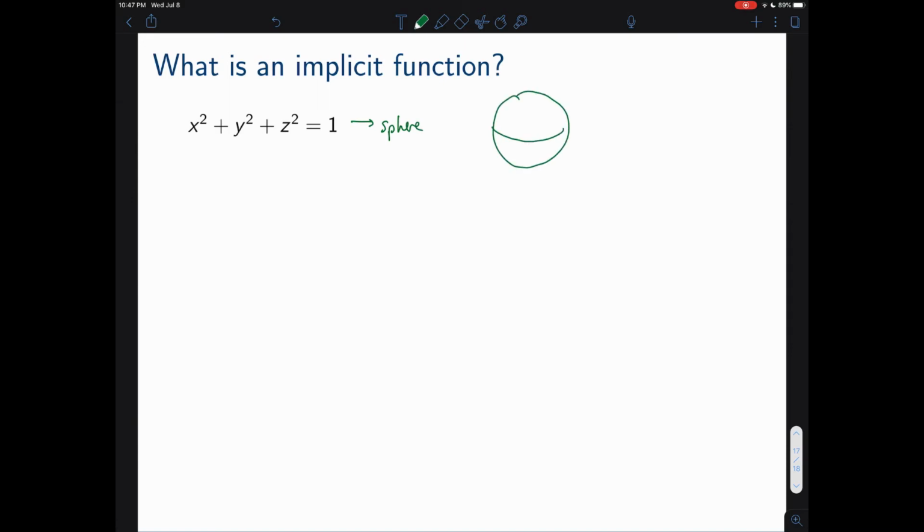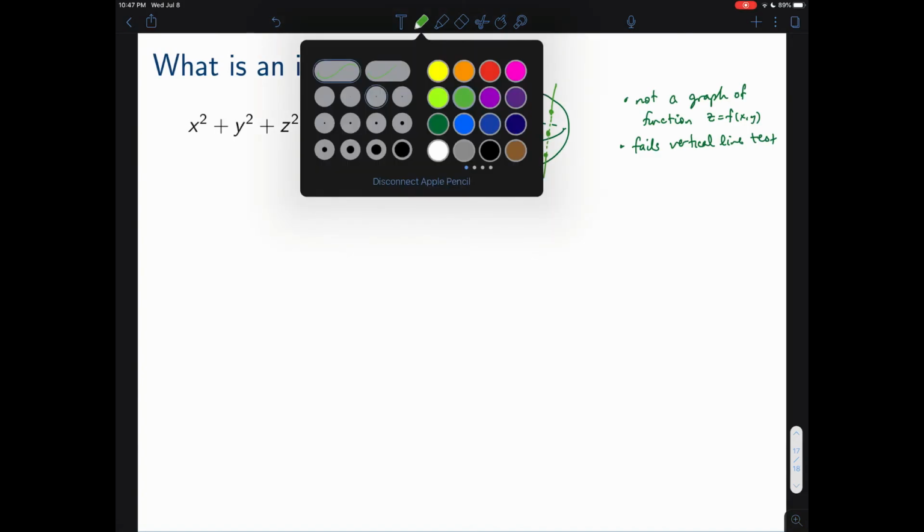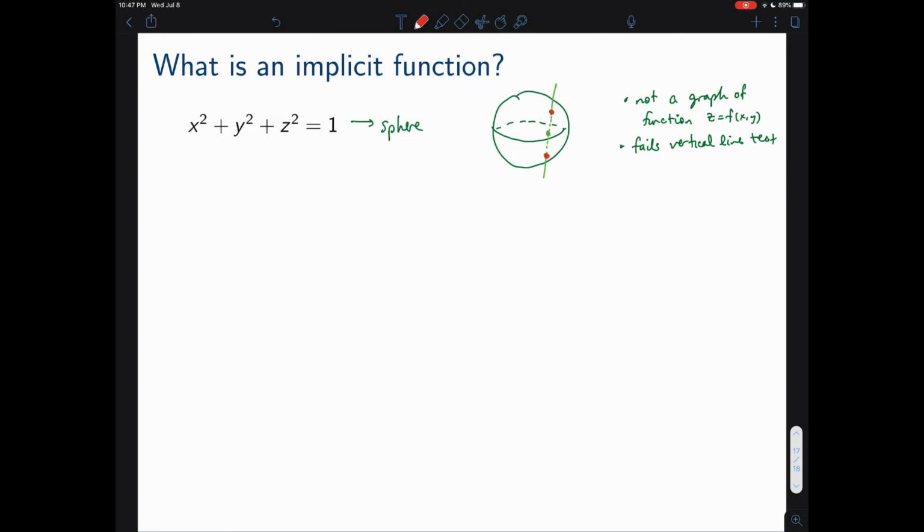a surface, and it's not a graph of a function where z equals f of x y. It fails the vertical line test. If I had a given value of x y and we drew the vertical line through that point, then it would cross the sphere at 2 points instead of 1.